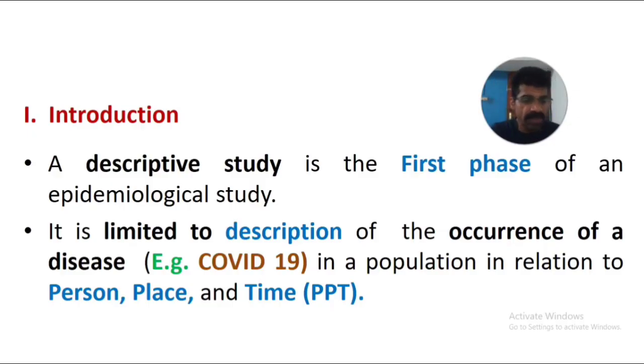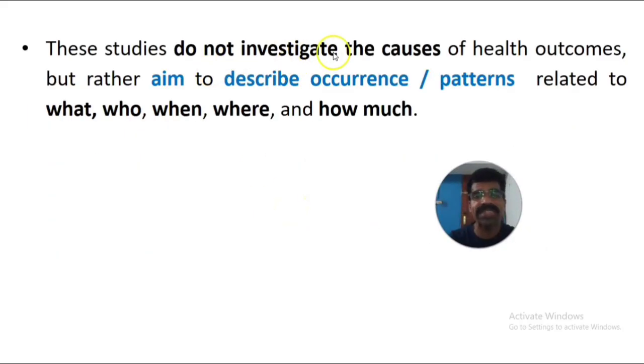That is PPT. Person means who are the people affected with that particular disease; place means which place, which ward, the geographical locality; and time means when it is. So a descriptive study is limited to only describing the occurrence of a disease in a population in relation to person, place and time. Thus, descriptive studies do not investigate or find out the causes, the etiology of the particular health problem or health outcomes, but rather aim only to describe. That's why it is called a descriptive study.